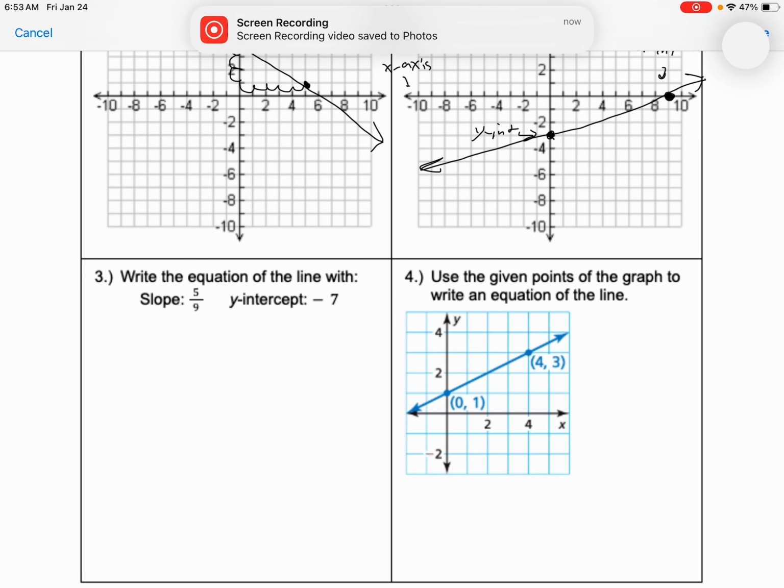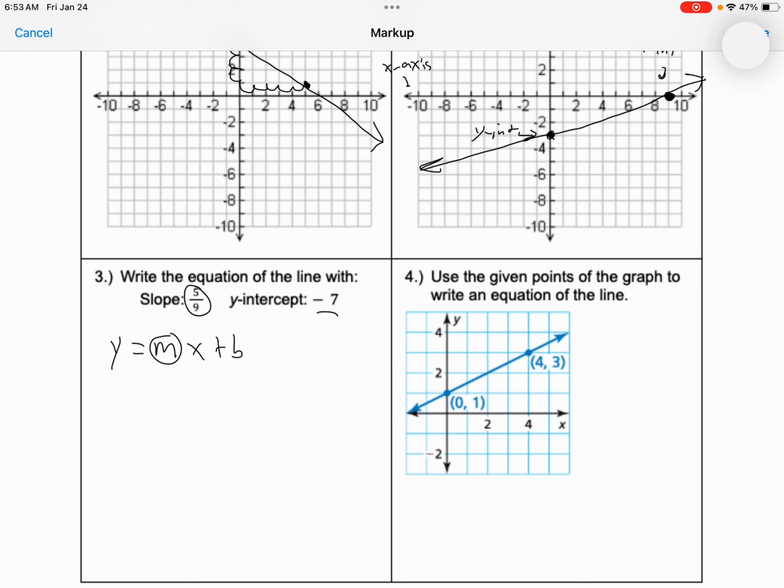Okay, number 3 is quite simple. It says to write the equation of the line with a slope of 5/9 and a y-intercept of -7. Remember that the slope-intercept form is y equals mx plus b, where m is the slope and b is the y-intercept. And so if my slope is 5/9 and my y-intercept is -7, this would give me the equation y equals 5/9 x minus 7.